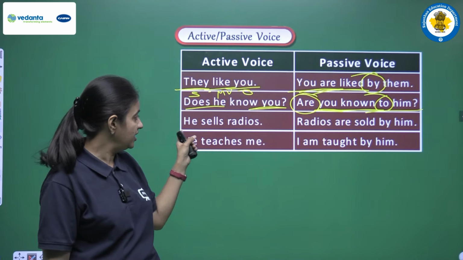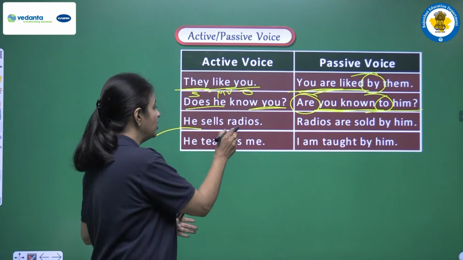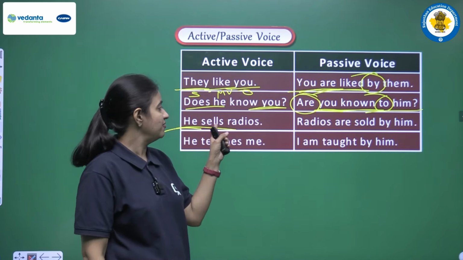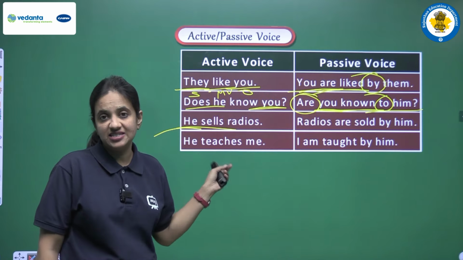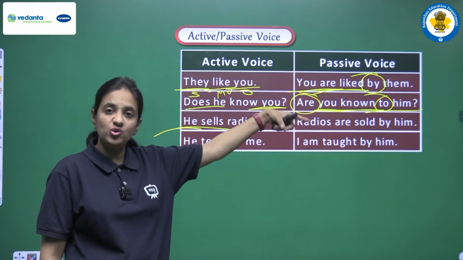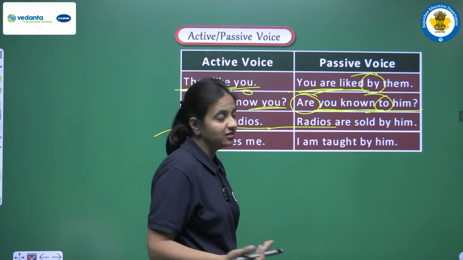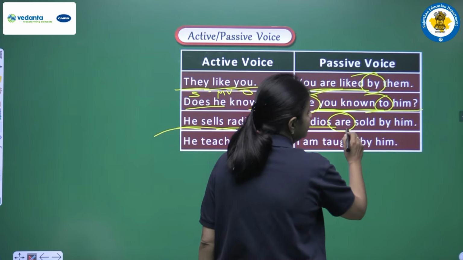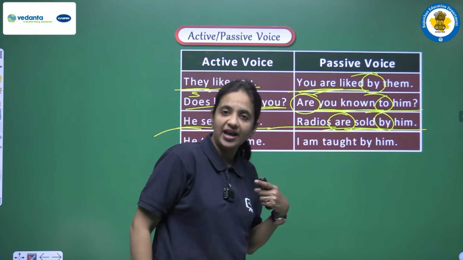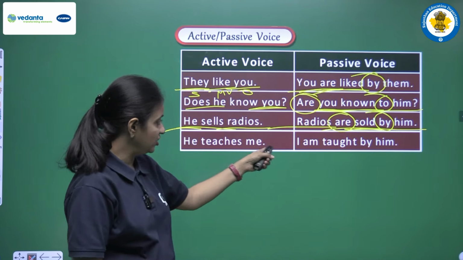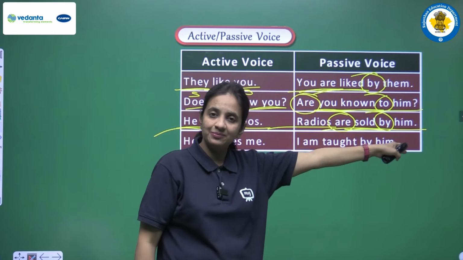Next is: he sells a radio. He is a singular noun, and with a singular subject we have first form plus s or es, and because of this we can say this is present simple tense. And now we have to use is, are or am. Our object is radios. Radios is a plural thing, so we have to use are. Third form sold, and he will be him, and we have to add by. So the sentence is: he sells radios, and passive voice will be: radios are sold by him.